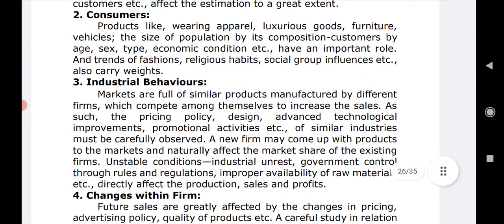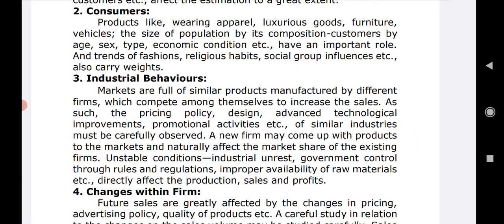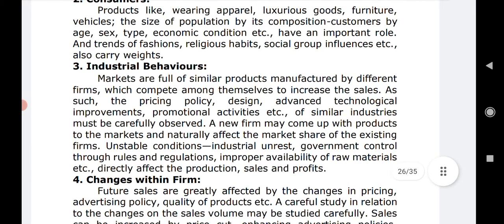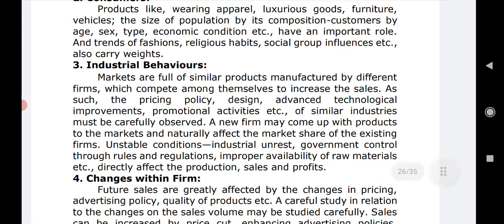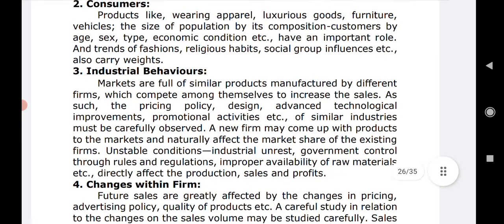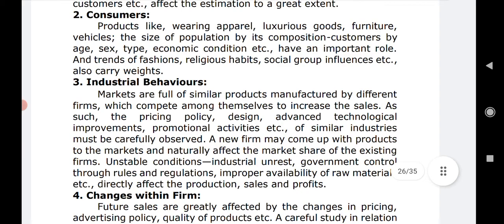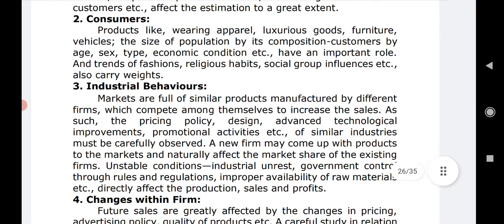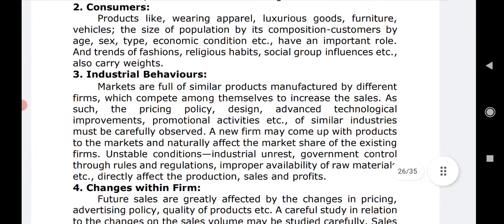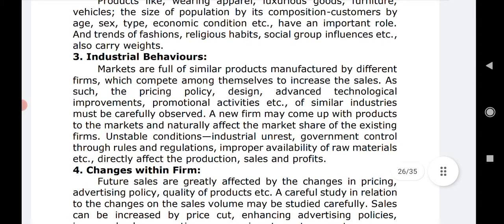Next important determinant is consumers. See, products like apparels, luxury goods, furniture, vehicles, the size of population, its composition, the customers, maybe demographics like age, sex, type, economic condition, etc. have a very important role to play, right? And because it creates a kind of trend of fashion, whatever the religious habits of the people may be, maybe whatever the social groups that influence, all these types of consumers are there in the market, and these many types of products are related to the consumers and how they wish to take up the product for the future. So consumers may be a very important determinant.